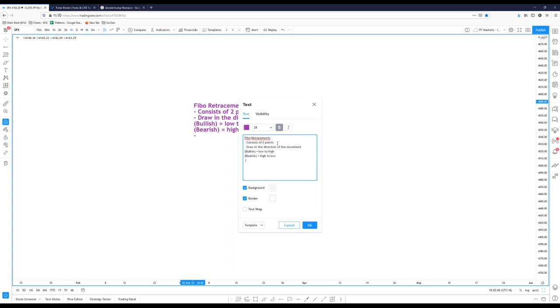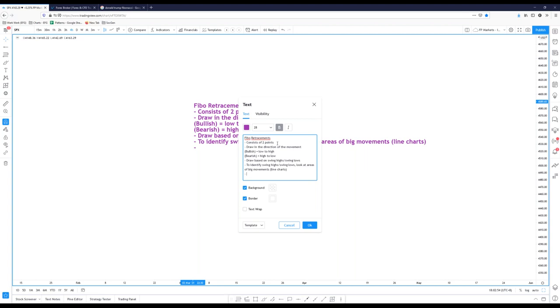That's the second point. Third point is you always draw based on the swing highs and swing lows. To identify swing highs and swing lows, look at areas of big movements. And if it's hard to see, use line charts as well.